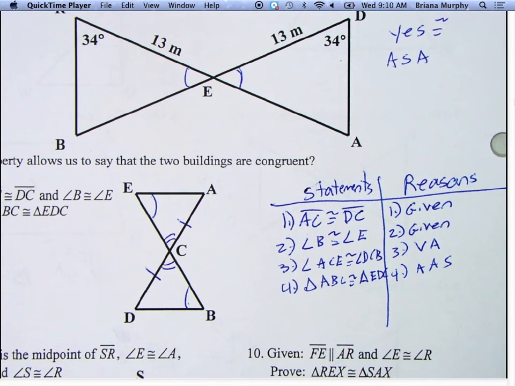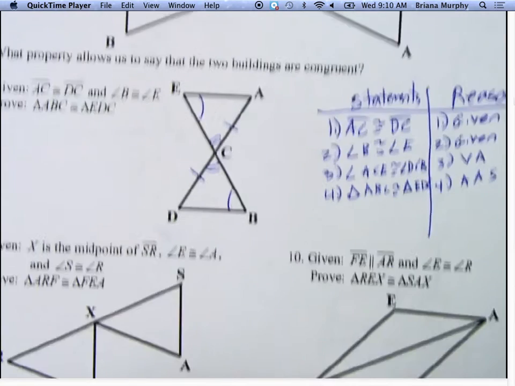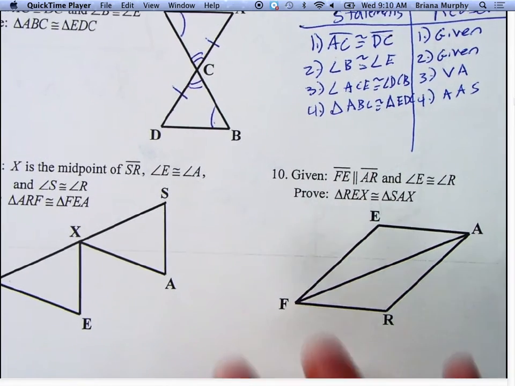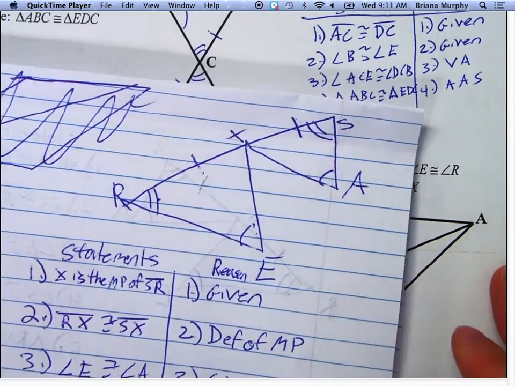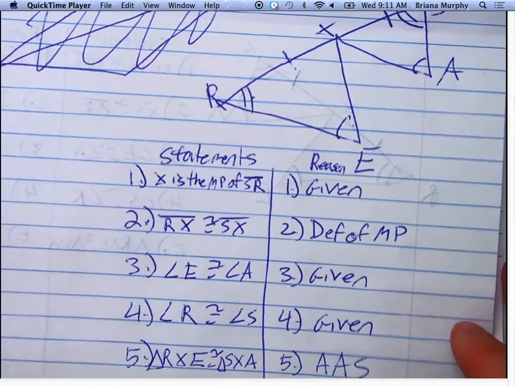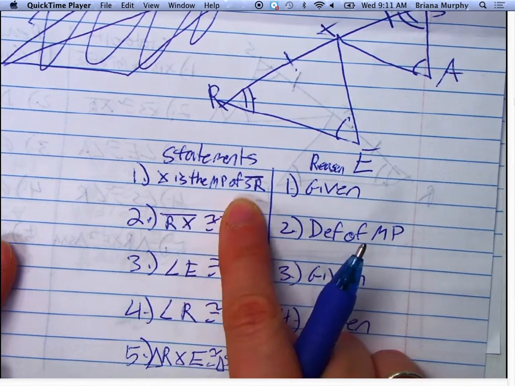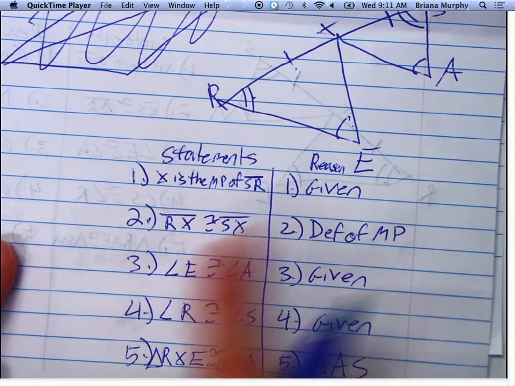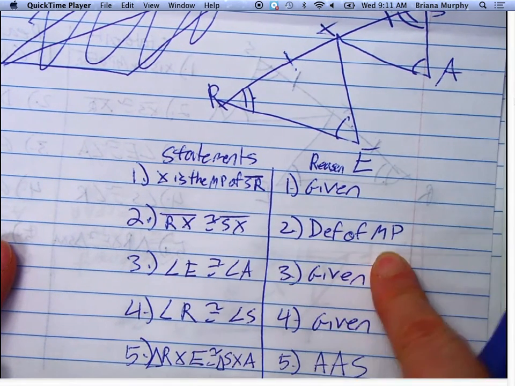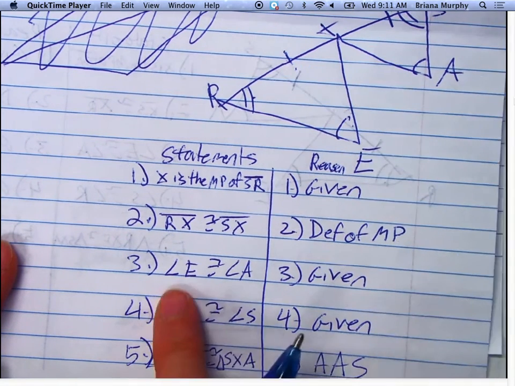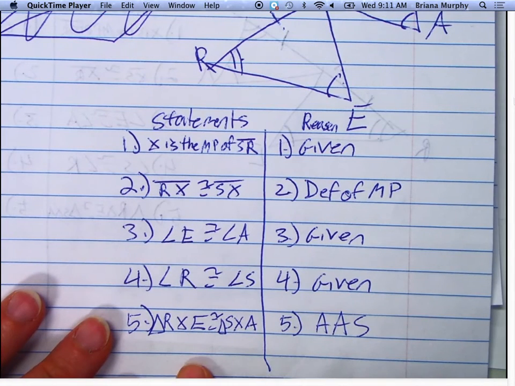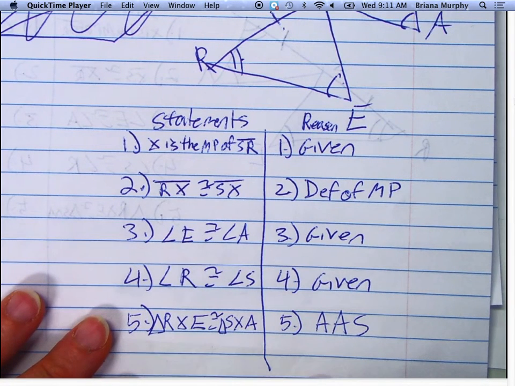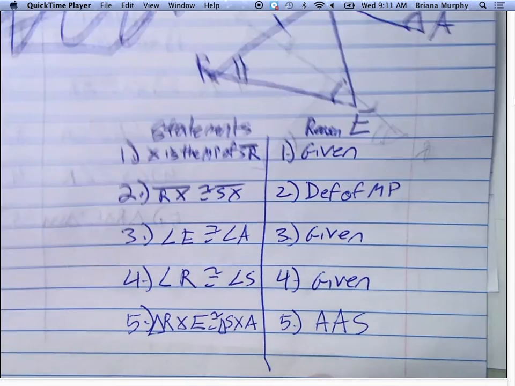I am just going to read out number 9 and 10, guys, because I'm recording this. I know we did it yesterday, but I just want it up here, okay? So moving this up. Here's my picture and my proof for number 9. We've got given that X is the midpoint of SR. We've got RX is congruent to SX by definition of a midpoint. Then we have angle E is congruent to A given. R is congruent to S given. So the triangles are congruent by angle, side. That's number 9.